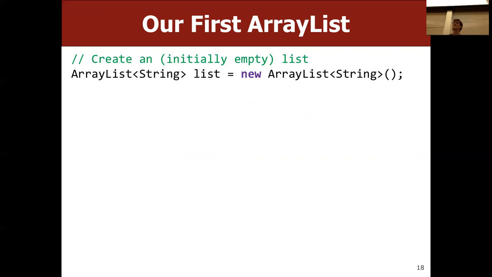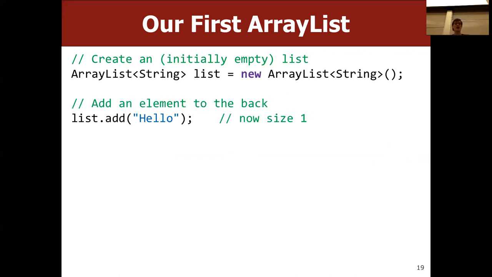So we make a new ArrayList, empty. And then if we want to add an element, we use this add method on an ArrayList. So in this case, we're using strings. If we just say list.add("Hello"), this will add an element to the back. So add appends an element to the back of the ArrayList. In this case, it's empty, so that's what the ArrayList is now. So now it's size one. If we do it again, now it's size two. And that's how you add elements.